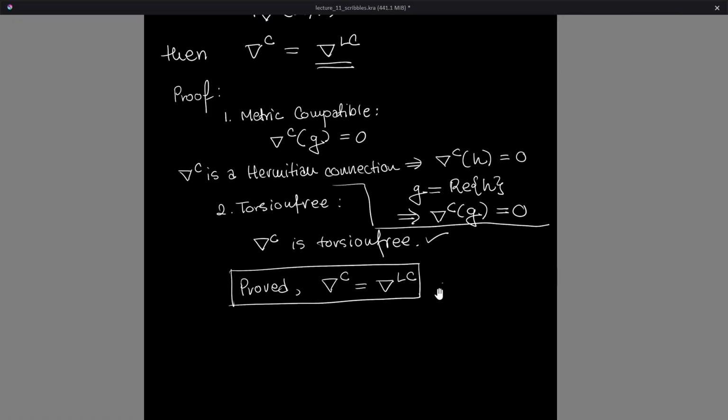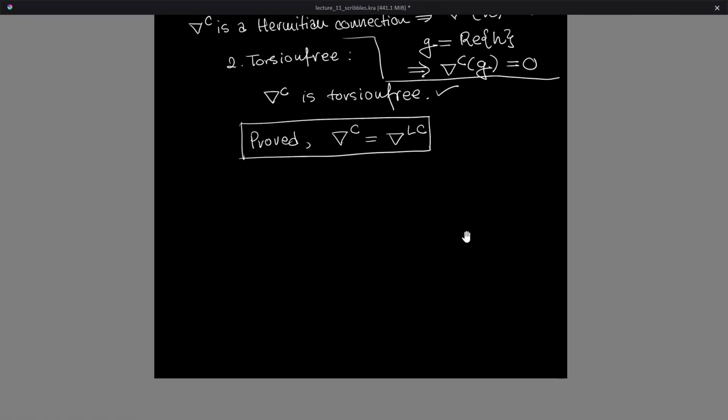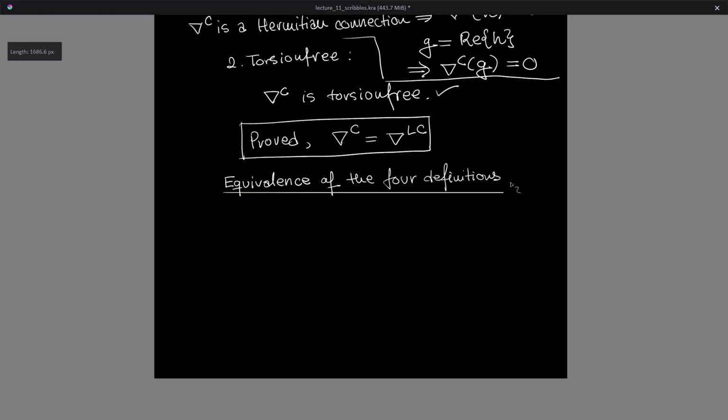So now that we have all of these definitions out of the way, it's time to see why these are equivalent. Unfortunately, the problem with showing their equivalence is that of the four definitions, it's extremely difficult to prove. It's a very long and technical and heavy proof.